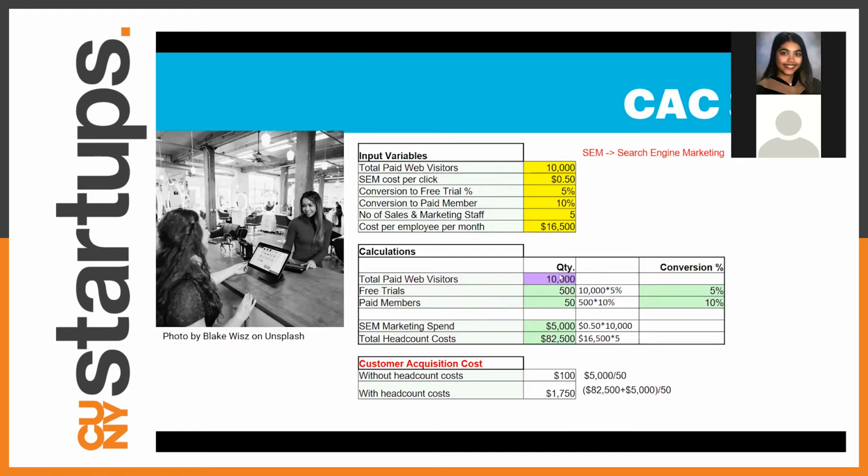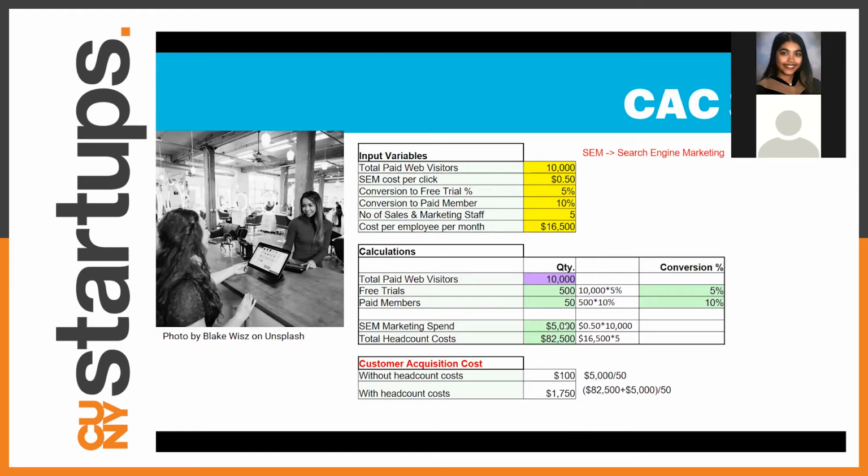So you start with 10,000 visitors, and we said that 5% convert to free trial. So 10,000 times 5%, you end up with 500 free trial members. And then we said the conversion from free trial to paid is 10%. So 10% times the 500 free trial members, you get 50. So in total, you got 50 paid members.